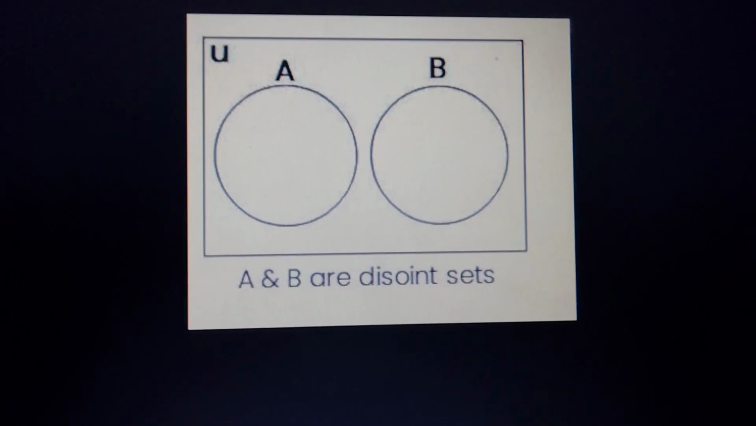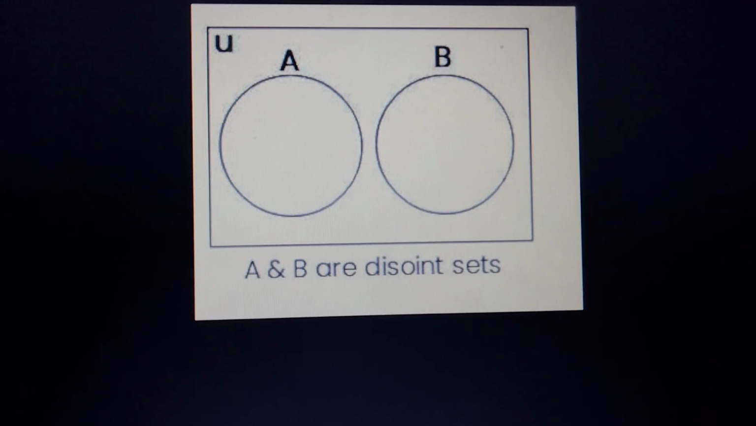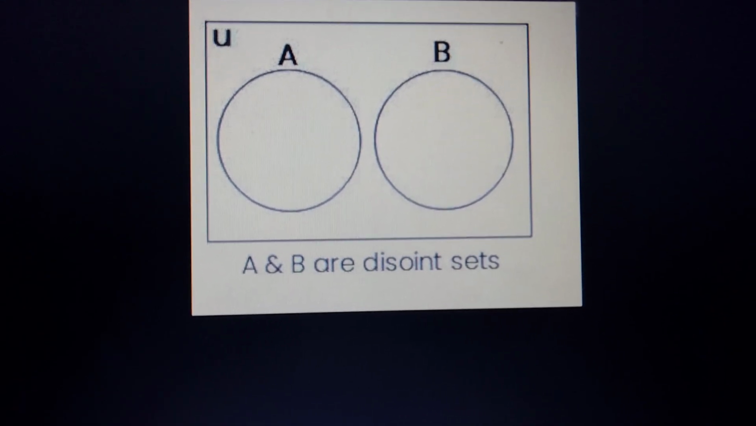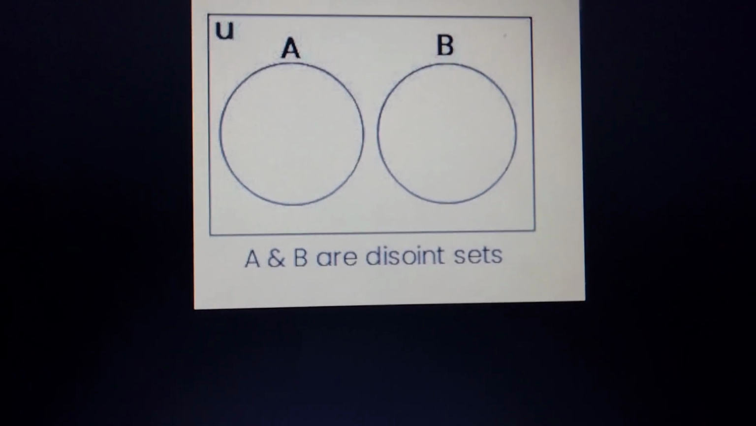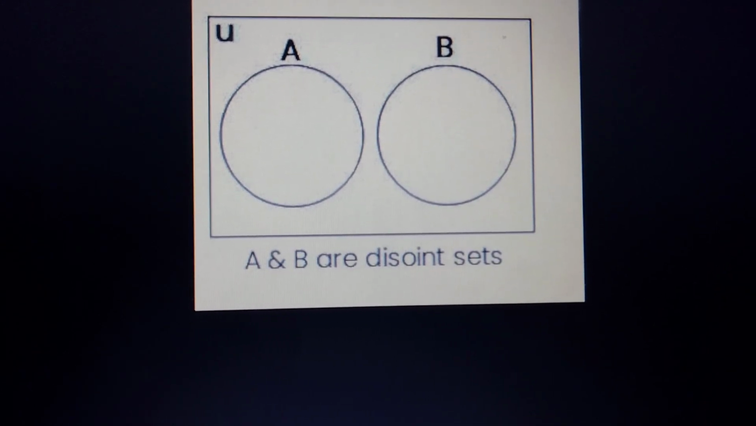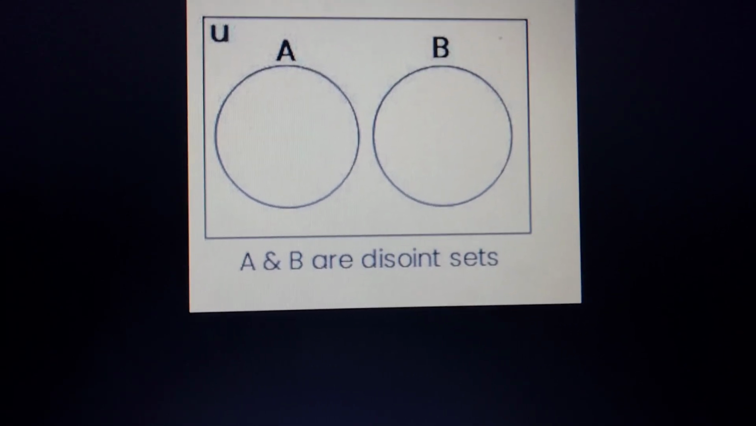Now we have two groups, A and B. Let's say it's people that like apples, people that like oranges, and people that like neither apples nor oranges. But we didn't find anybody that liked apples and oranges. This was just a different kind of group.